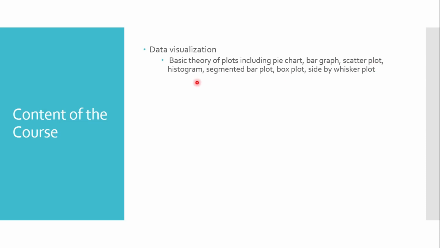We are going to study the histogram, the segmented bar plot, in which cases we are going to use it and how to interpret it. Then we are going to study the box plot and the side-by-side whisker plot, when it is used, and how we are going to draw the conclusion from that visual.